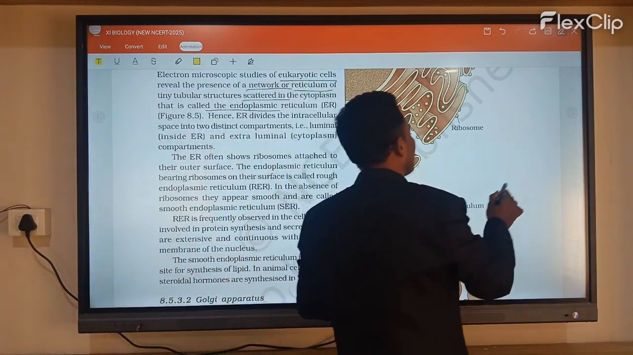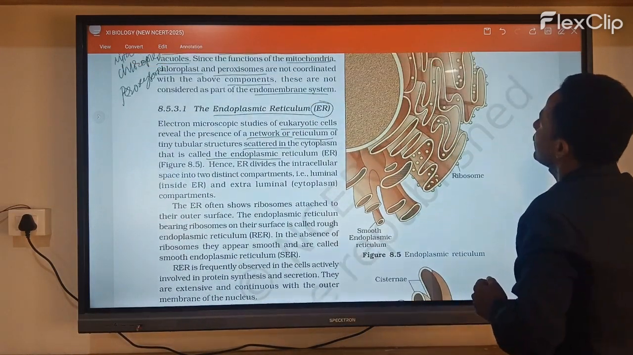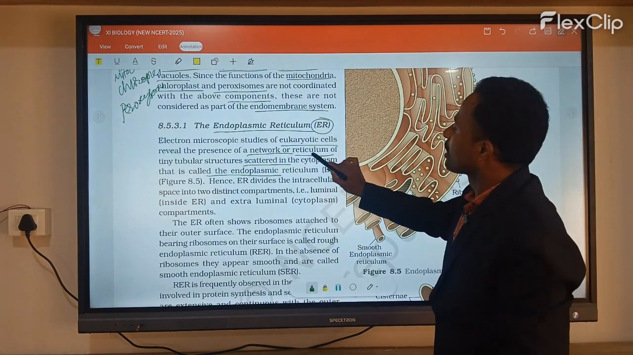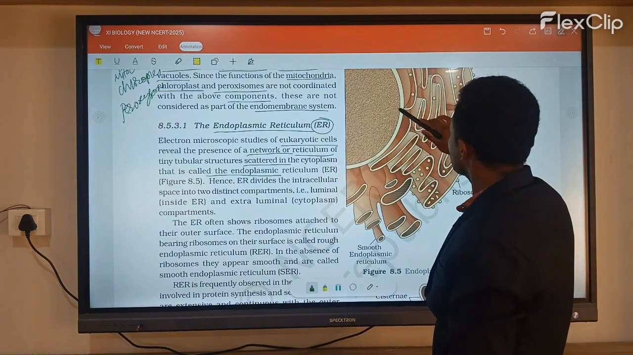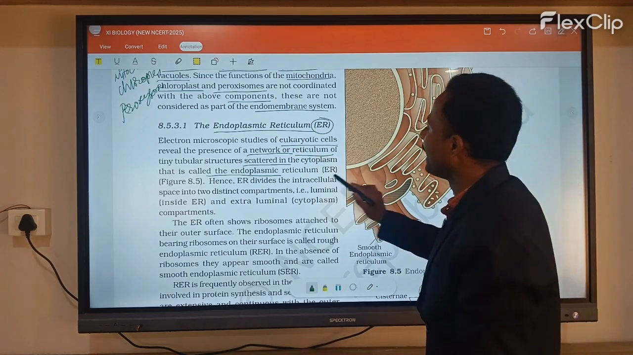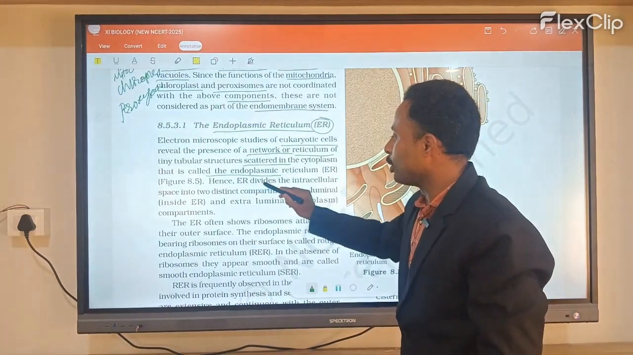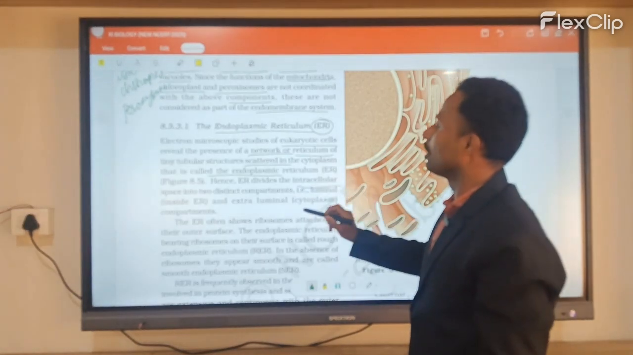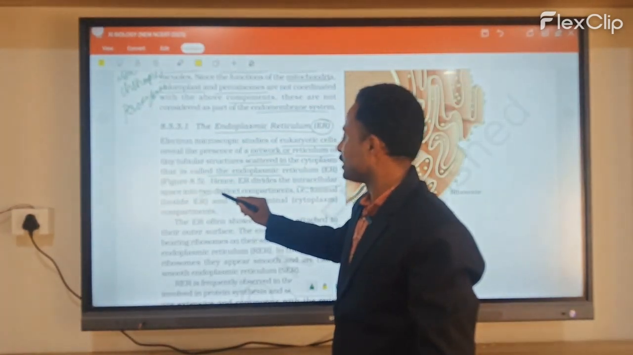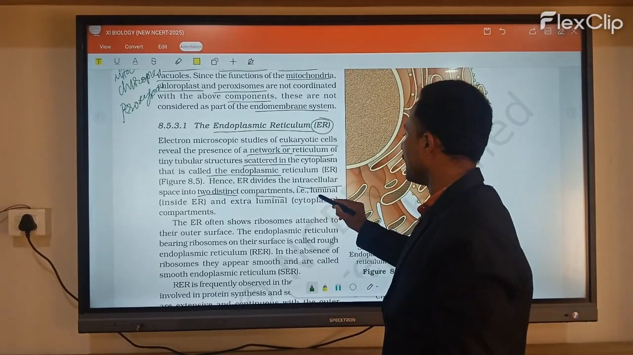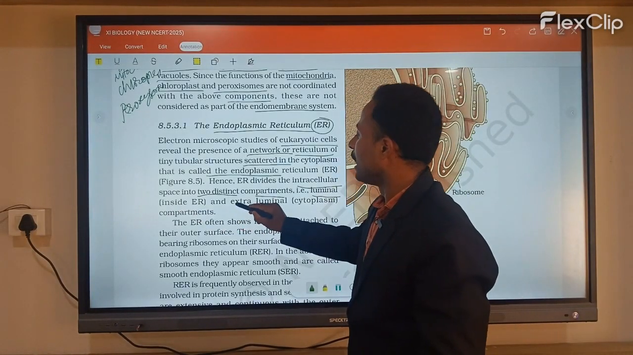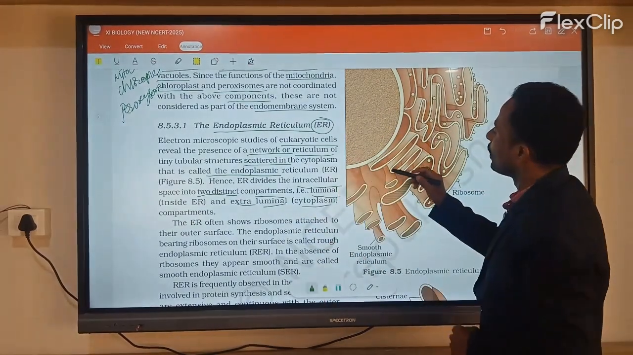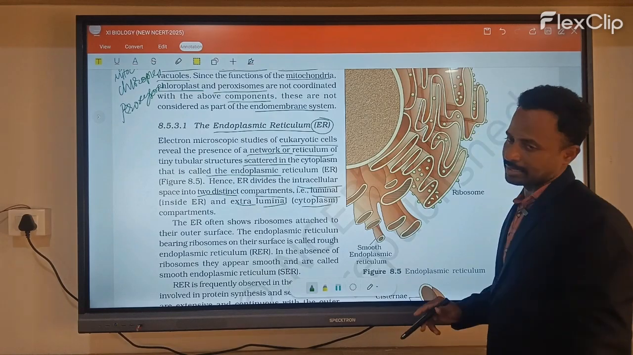So when you see a network-like or reticulum structure in the cytoplasm, those are called what? The endoplasmic reticulum. This endoplasmic reticulum divides the intracellular space into two distinct components: the luminal inside and the external cytoplasm. So they have two compartments, one on the inner side and one on the outer side.